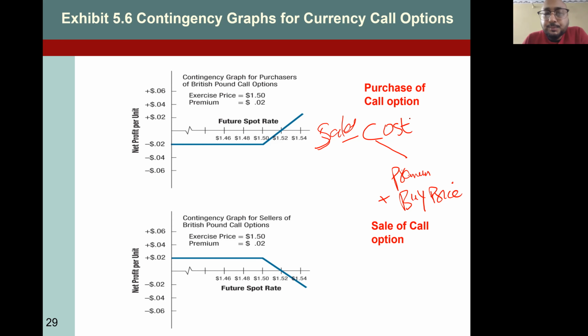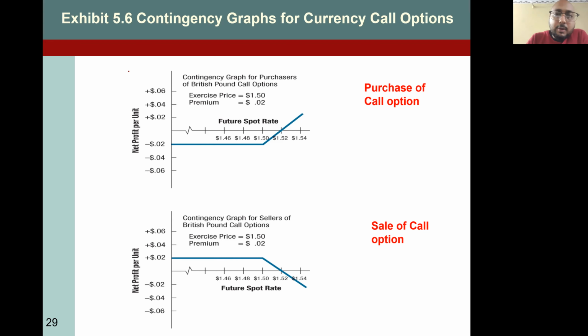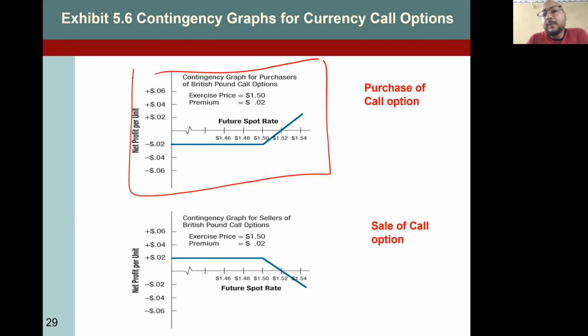If you look at the graph here, the exercise price is 1.5 and the premium is 0.02. So if the price is 1.51 and the exercise price is 1.50, is there any profit? No, because your cost is that you already paid 1.52 for every British pound.